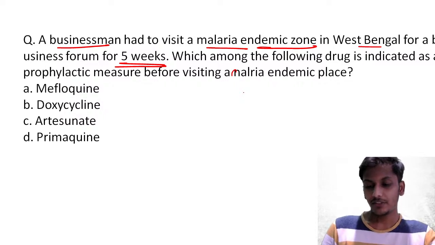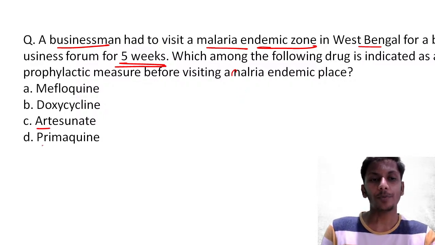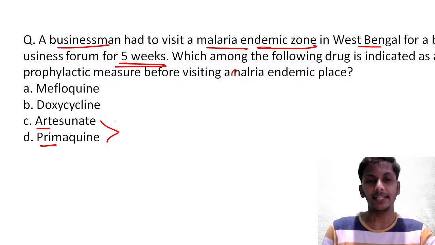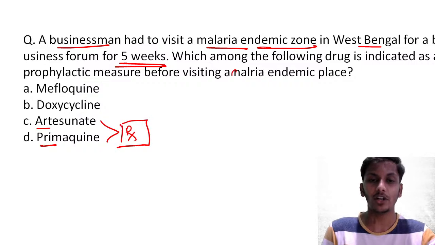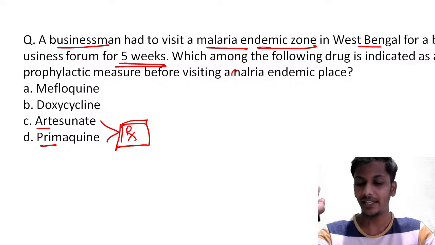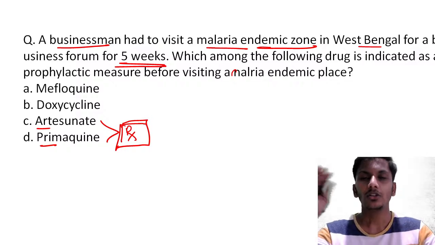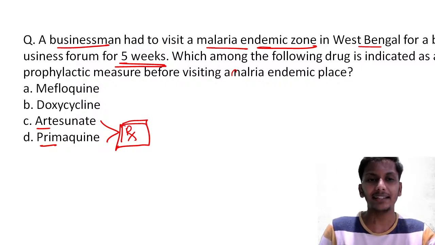So just tell me the answer for this question. I hope you would have answered it right. Option C and option D can both be ruled out easily, because these two drugs are antimalarial agents used for treatment and not for prophylaxis. Please remember, artesunate and primaquine are used for treatment of malaria and not for prophylaxis. So now we are left with only two options, option A and option B, that is mefloquine and doxycycline, which are used as prophylactic measures.